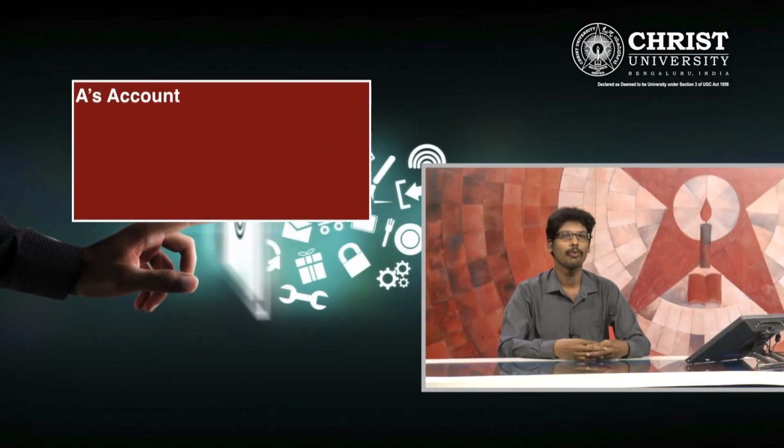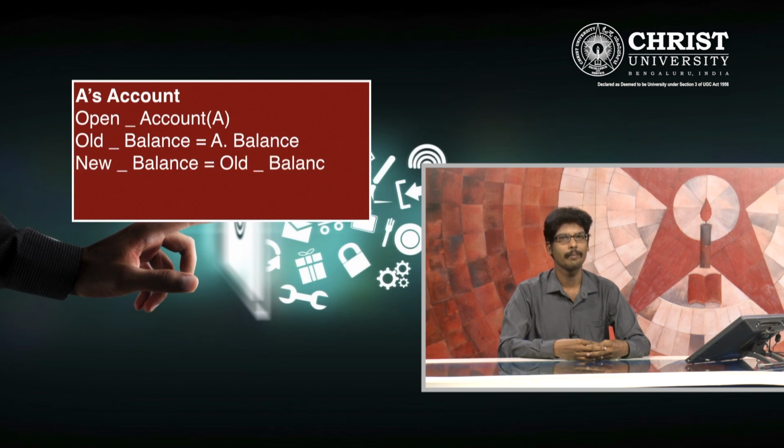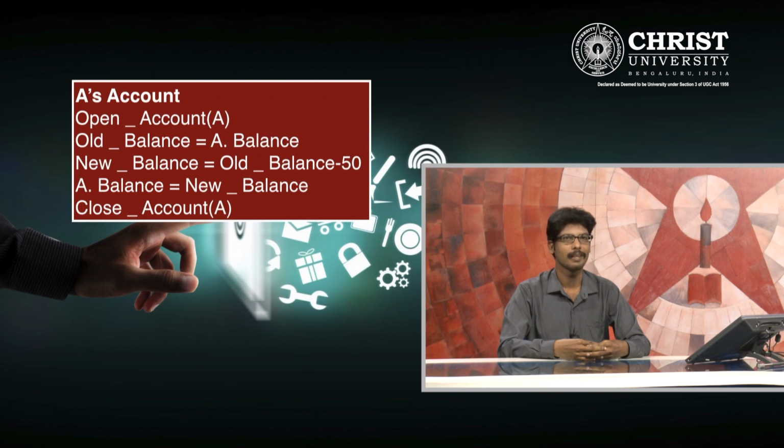First, we have to open account A. It has its balance and thus we may consider it as old balance, in the sense before the transaction. New balance is equal to old balance minus 50. A's balance is equal to new balance. Then close account A. Now, deduction of rupees 50 from A's account is done.